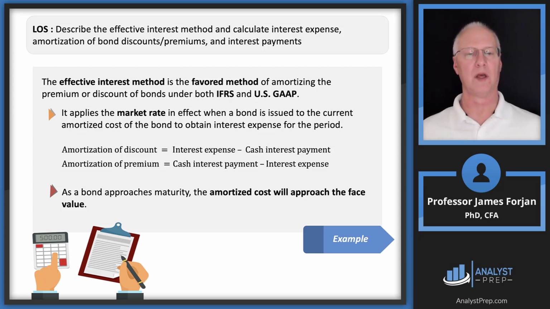So look at amortization there in the middle. What we're going to do when we amortize the discount, we're going to take the interest expense and we're going to subtract out the cash payment, the cash interest payment. Then for the amortization of the premium, we're going to reverse that. We're going to take the cash interest payment and we're going to subtract out the interest expense.